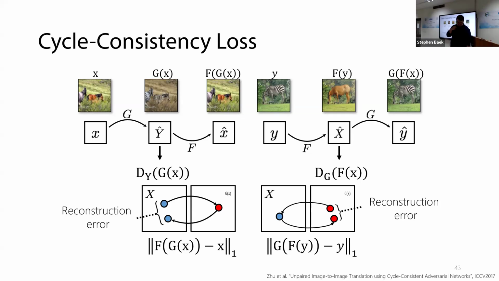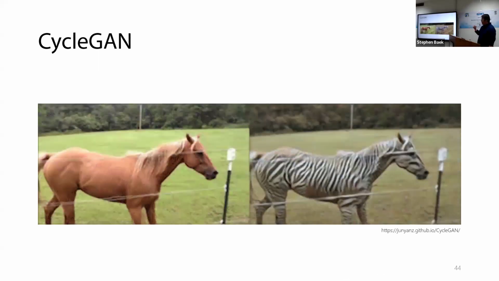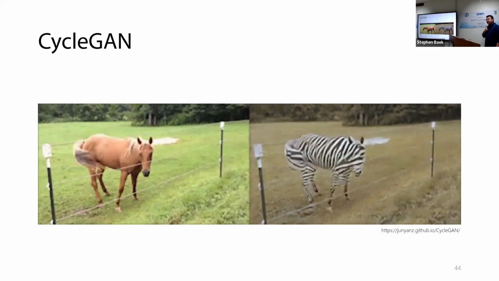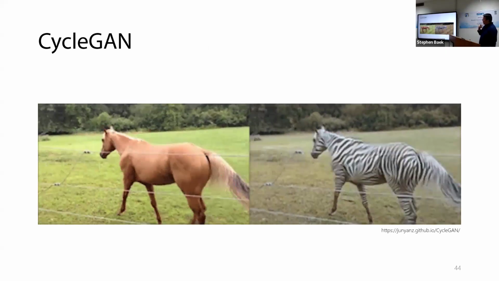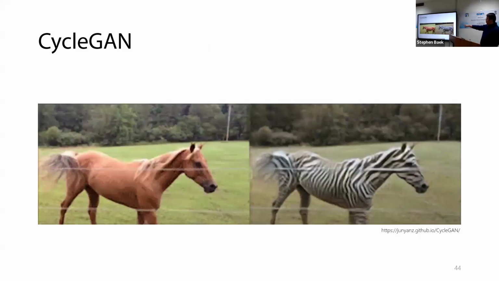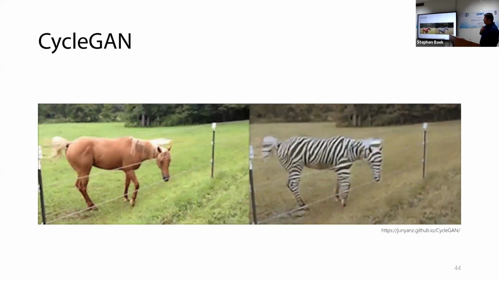So that's the reconstruction error defined as the cycle consistency loss. On top of the GAN loss, you add the cycle consistency loss, and then you train the two generators together, two GANs together. As a result of that, you can achieve something like this. As you can see here, the exact same horse, now we have a stripe pattern.